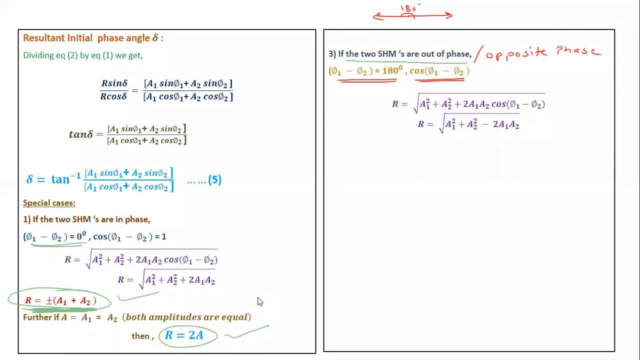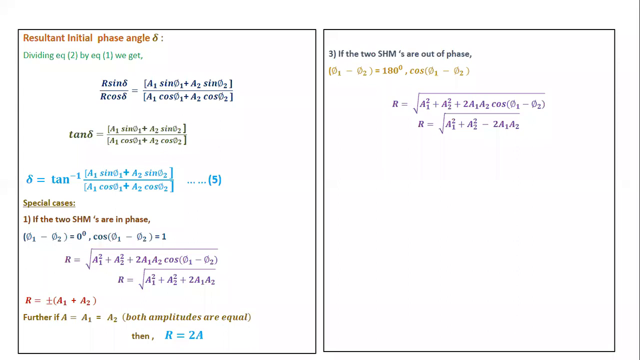In the formula of capital R, we have to substitute. Then we get the formula of capital R as the root of a1 square plus a2 square minus twice a1 a2, because cos 180 is minus 1, so here the minus sign is coming.